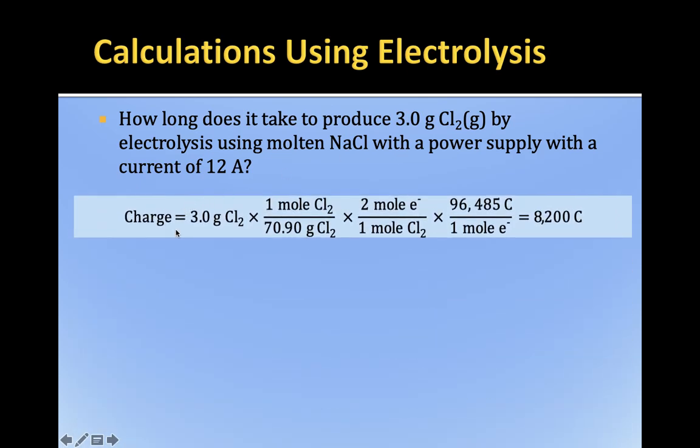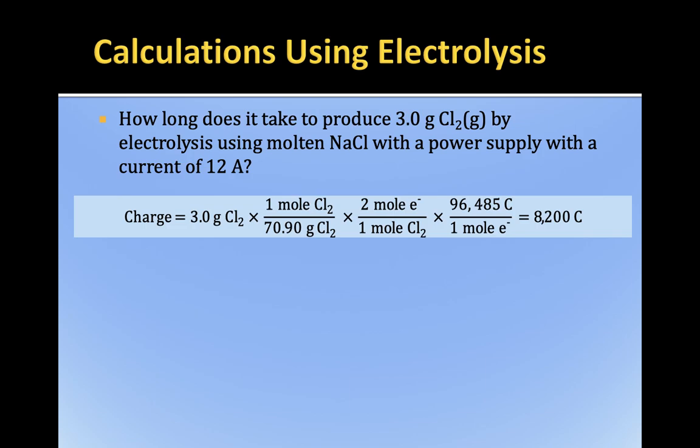By starting with our grams, we can change our grams into moles. We now know how many moles of chlorine we're going to have. Then per mole of chlorine gas, we need 2 electrons to turn chloride back into chlorine. And we know for every 1 mole, it takes 96,000 coulombs, to figure out our total coulombs needed to get our 3 grams of chlorine to come out.